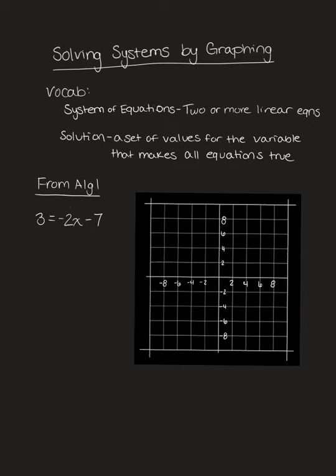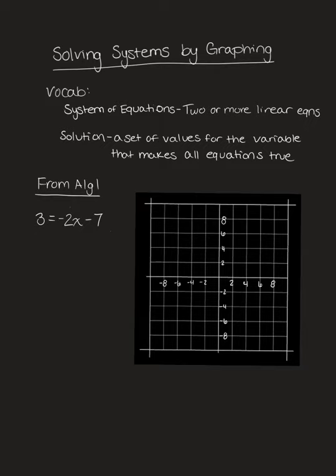Today we're going to talk about solving systems by graphing. We have a couple of vocab words. A system of equations is two or more linear equations. It doesn't necessarily have to be linear. It can just be two or more equations, but today we're going to look at linear. A solution is a set of values for the variable that makes all equations true.